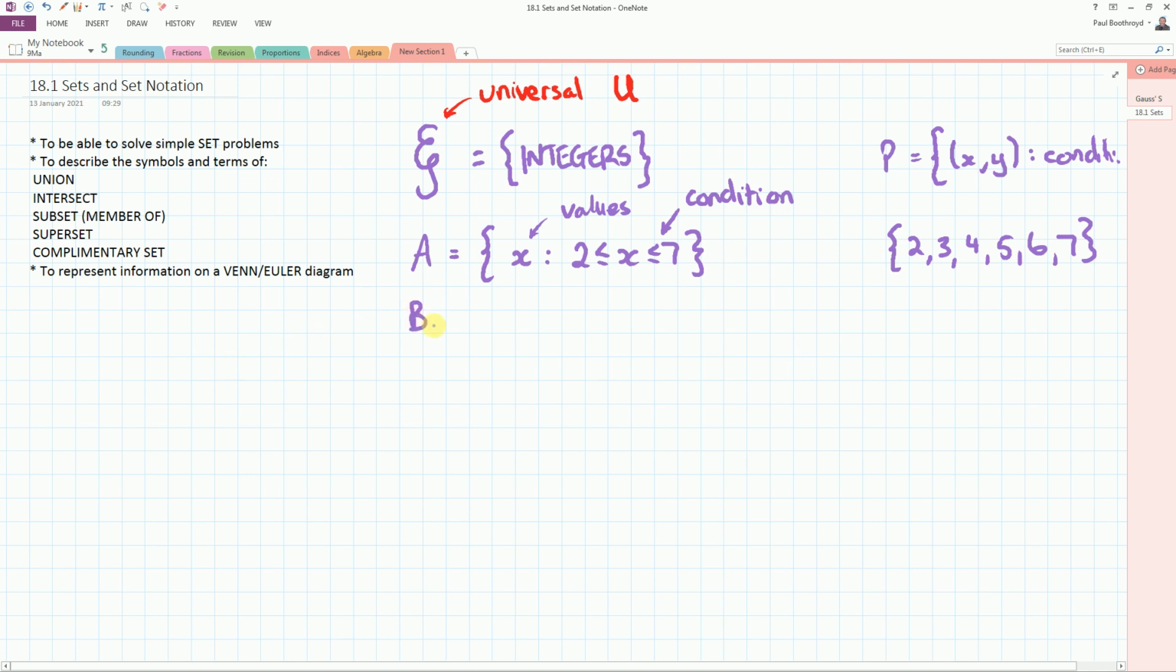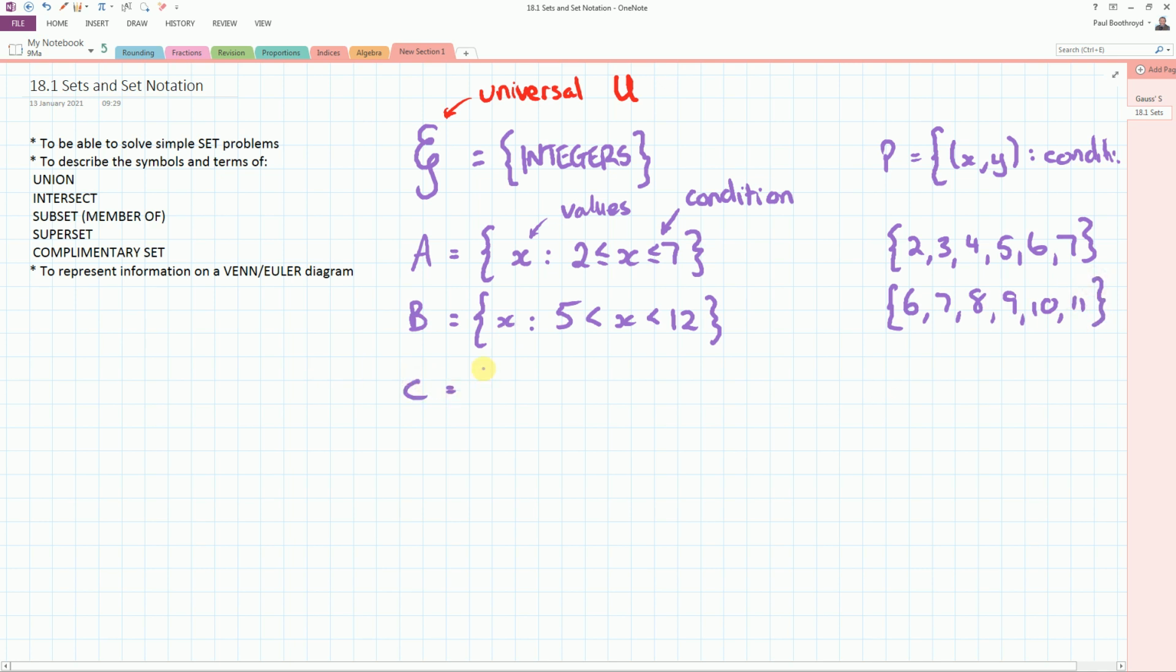Group B, again, is the set of numbers X such that we have 5 less than X is less than 12. And that should give us the list of numbers greater than 5 but not including 5. We're not worried about boundaries because we're only looking at integers. So the first one is number 6, 7, 8, 9, 10, 11, not including 12.